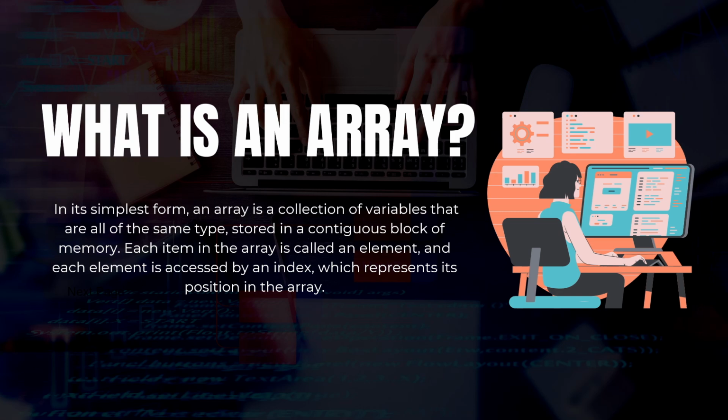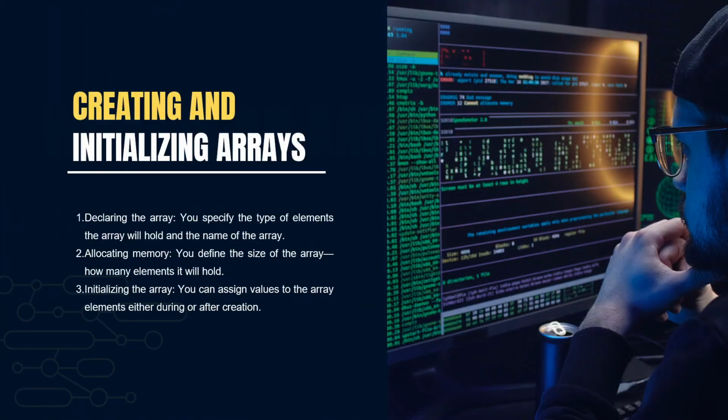Just as you can put different items in different lockers, you can store different values in each element of an array. Arrays are incredibly useful when you need to store and work with a collection of related data. Instead of creating separate variables for each item, like score1, score2, score3, and so on, you can store all these values in a single array and access them easily. Now that we have a basic idea of what an array is, let's see how to create one in C#.